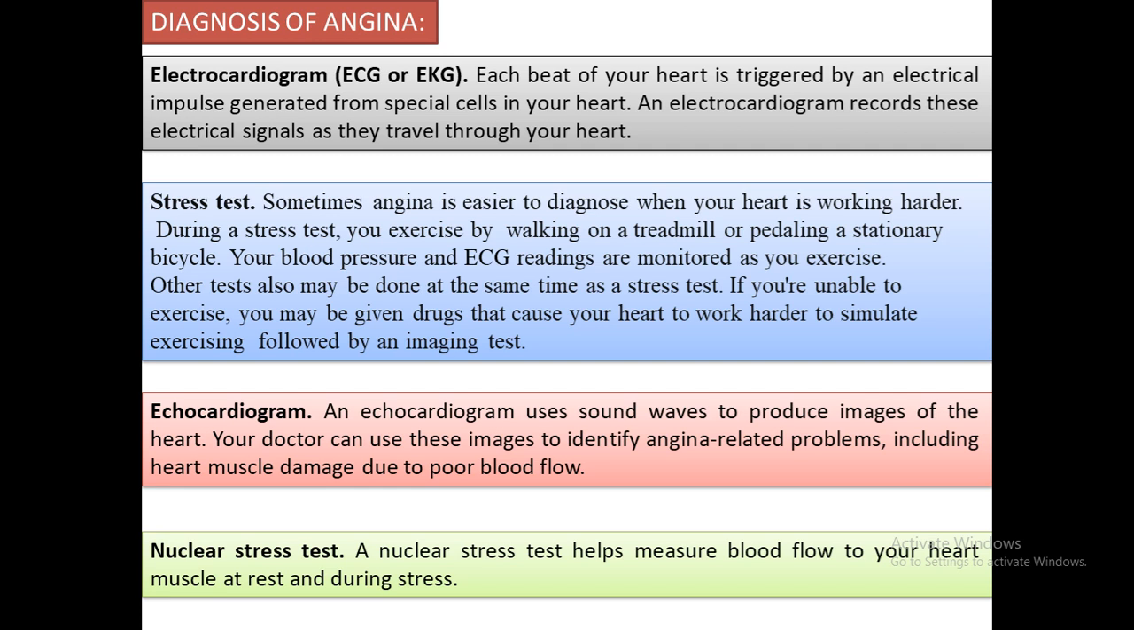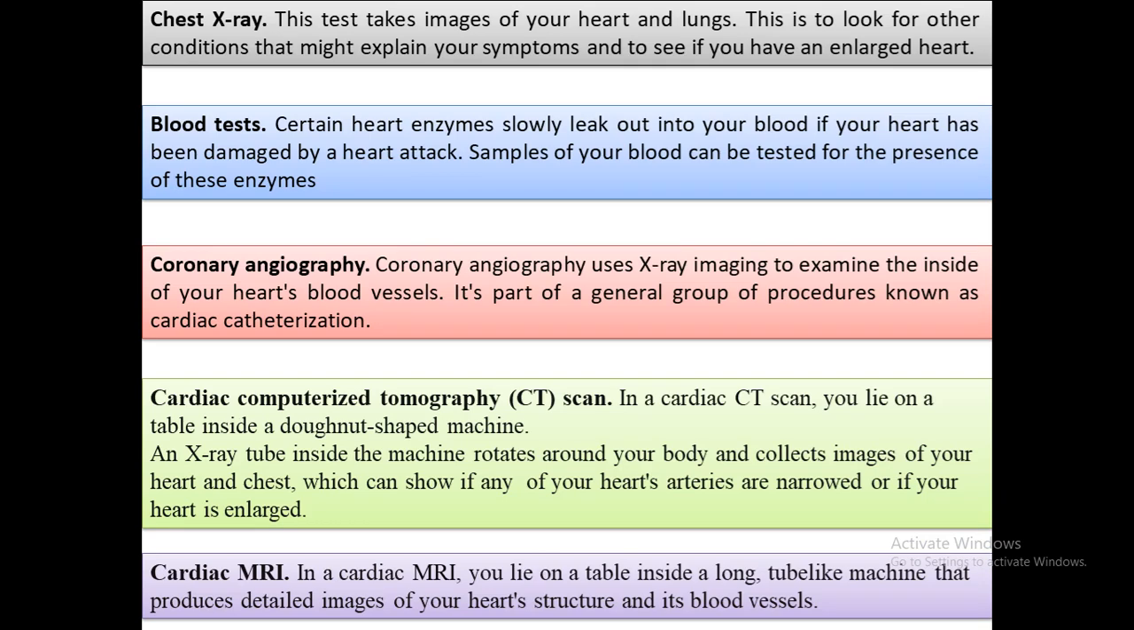Then the echocardiogram. An echocardiogram uses sound waves to produce an image of your heart. Your doctor can use this image to identify angina-related problems, including heart muscle damage due to poor blood flow or blood supply. Then there is the nuclear stress test, which helps measure the blood flow to your heart muscle at rest and during stress. So these are the diagnostic tests, and then your doctor may advise you to go for a chest X-ray. This test takes an image of your heart and lungs. It will look for other conditions that might explain your symptoms and see if you have an enlarged heart or not.